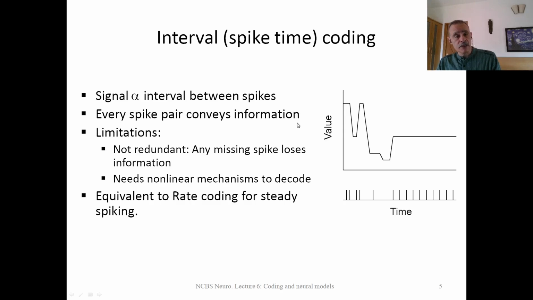So here every spike pair is conveying information, but there are limitations to this. So one thing is that the firing rate code was redundant. That means that it didn't matter very much if you lost one action potential. Here, suppose you lose, let's say, this action potential over here, the second one. Now your encoded interval is actually quite long from there to there, so you would completely misrepresent the signal value. Okay, so you lose information very rapidly with this kind of coding. And then you need some somewhat more sophisticated nonlinear mechanisms to decode this, but we'll see how those work. And as we saw over here, when you have a steady signal, this is just equivalent to a rate coding scheme.